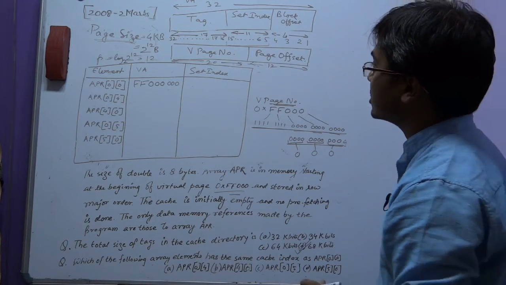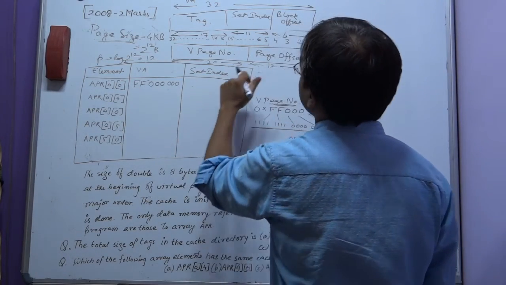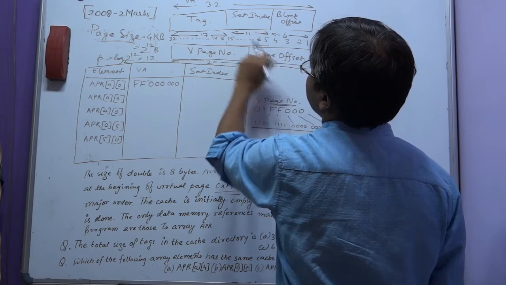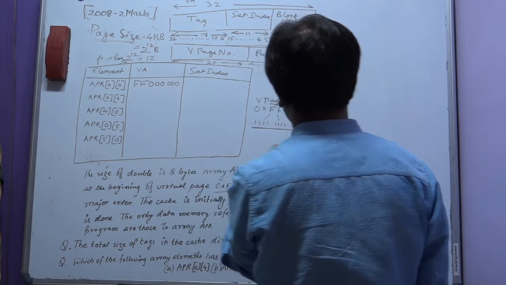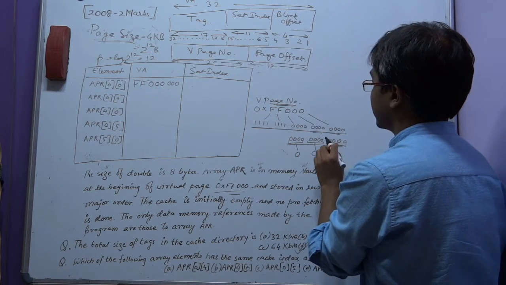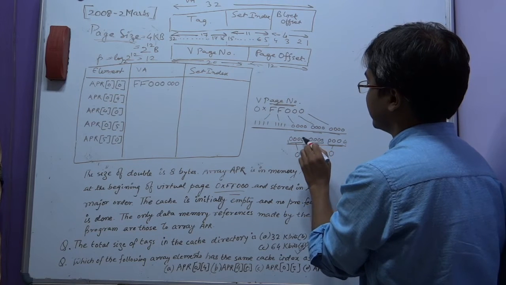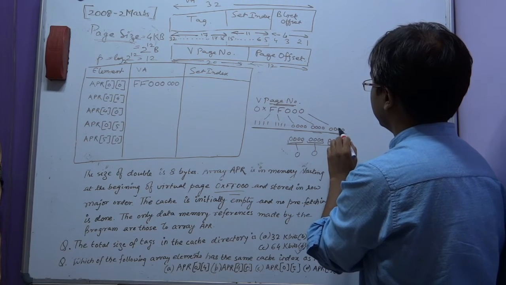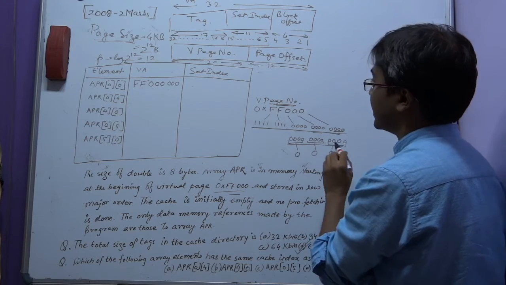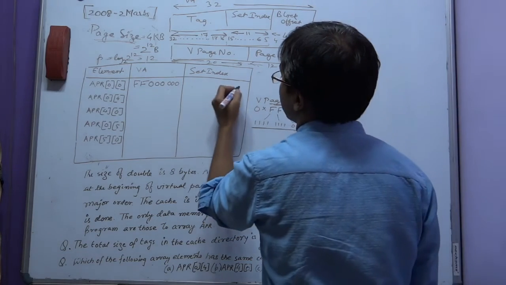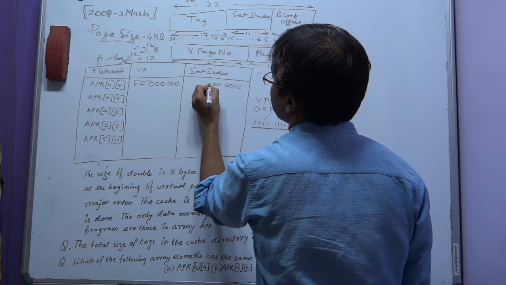Now let us find out the set index part of the address. Set index is starting from the 5th bit all the way up to the 15th bit. So this is the first 4 bits, and starting from the 5th bit, 5th, 6th, 7th, 8th, 9th, 10th, 11th, 12th, 13th, 14th, 15th, up to the 15th bit, this is the set index. So the set index of APR00 is all zeros. All 11 bits are zeros.